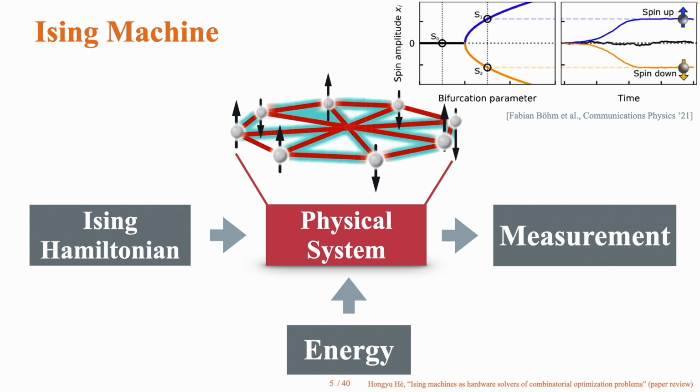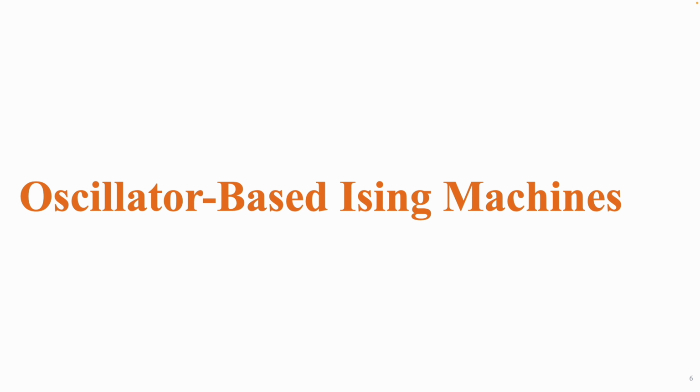And that turned out to be the solution to our optimization problem. In fact, the Ising Hamiltonian has a nice duality also in NP problems called the quadratic unconstrained binary optimization problem. Before I move on to the first type of Ising machine.